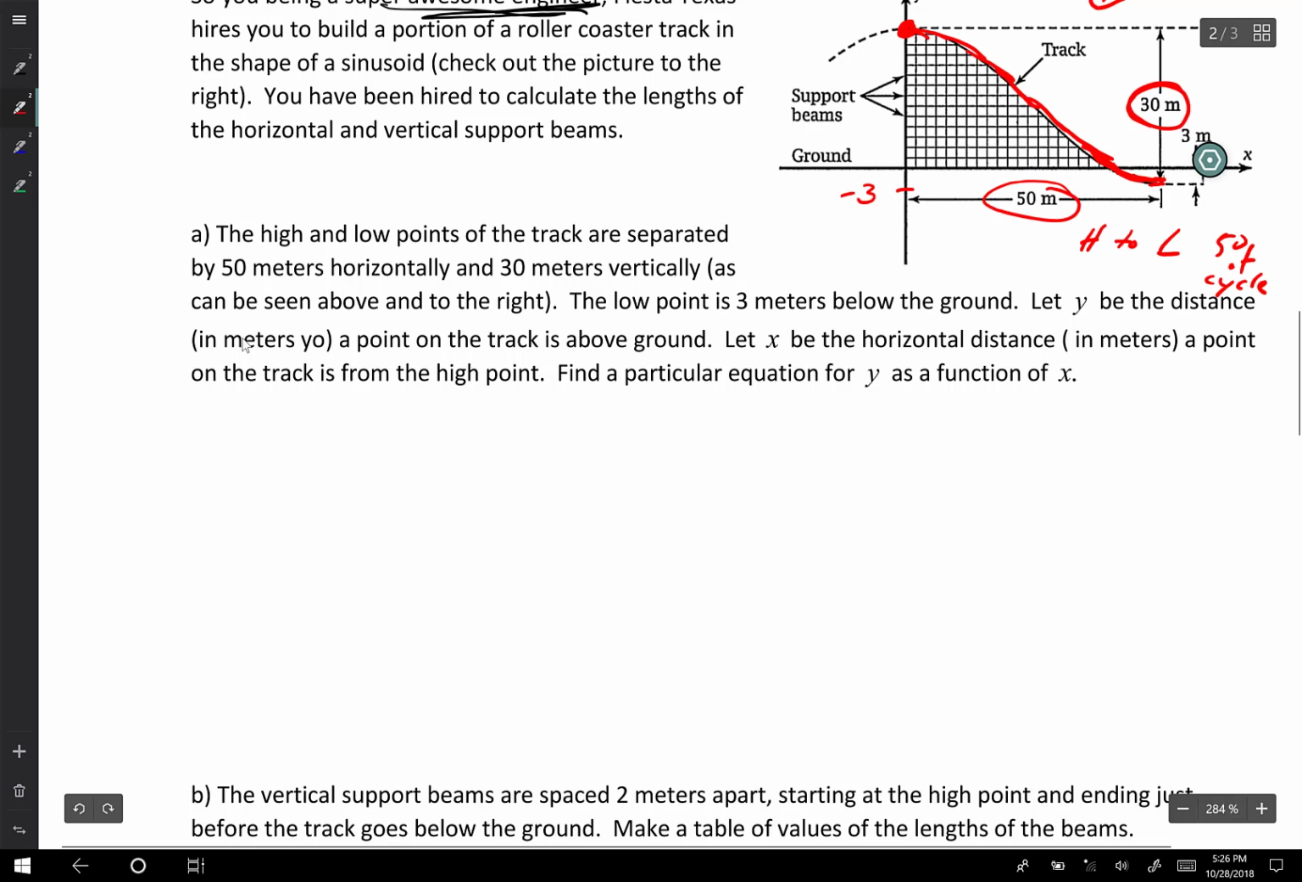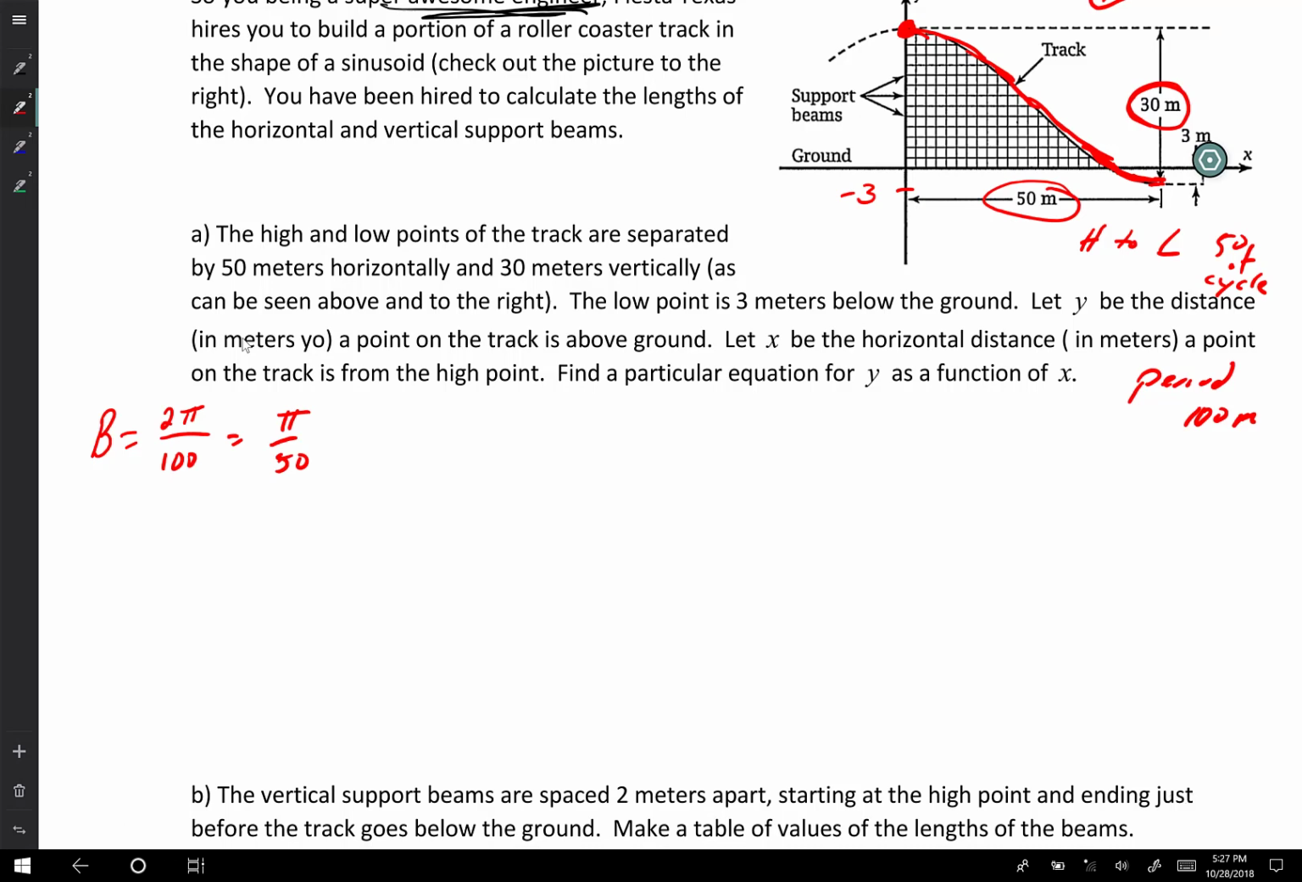So that means that my period would have been 100 meters because I got to double it. So the B is 2 pi over 100, which reduces to pi over 50. So there's my B.